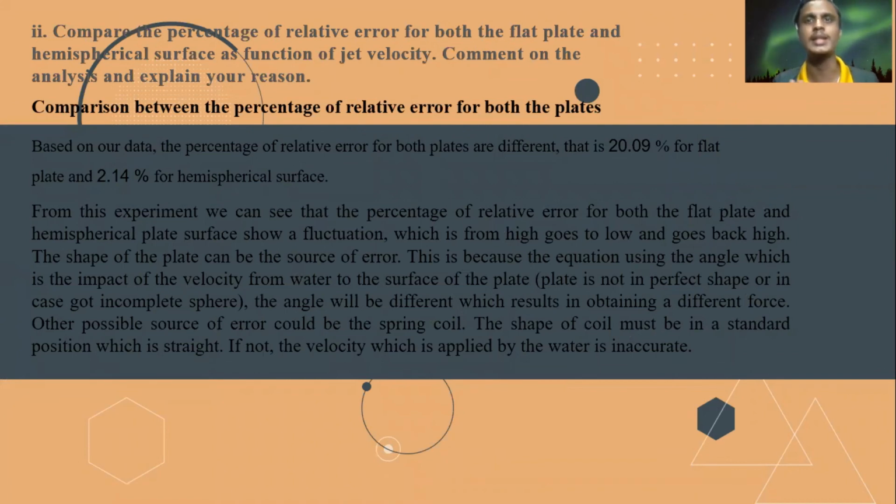From the experiment, we can see that the percentage of relative error for both the flat plate and hemispherical plate surface shows a fluctuation, which goes from high to low and back to high. The slope of the plate can be the source of error. This is because the equation uses the angle of impact of the velocity from the water to the surface of the plate. If the plate is not in perfect shape, or the sphere is incomplete, the angle will be different, which results in obtaining a different force.